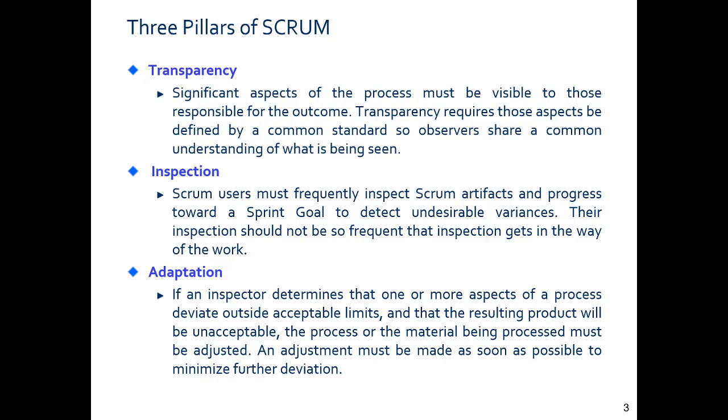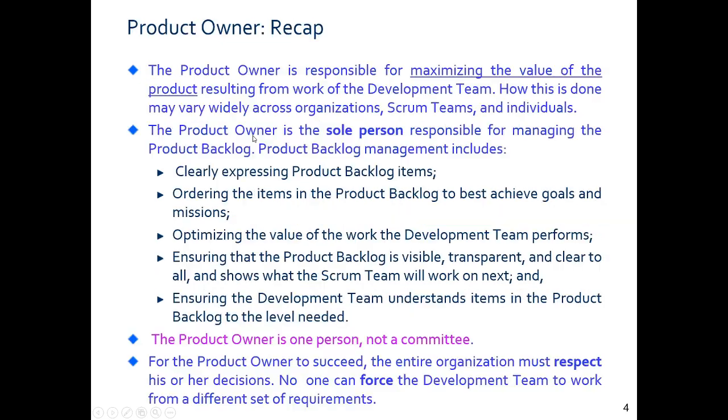Adaptation, once the inspector determines the deviations are within the limits, he accepts it. Otherwise, if it goes outside the acceptable limits, the product is discouraged. So unacceptability may result depending on the proportion of deviation. If it is accommodated, the product will go through, or the sprint will go through, or otherwise it will likely be rejected. So people must be ready for the rejection as well.